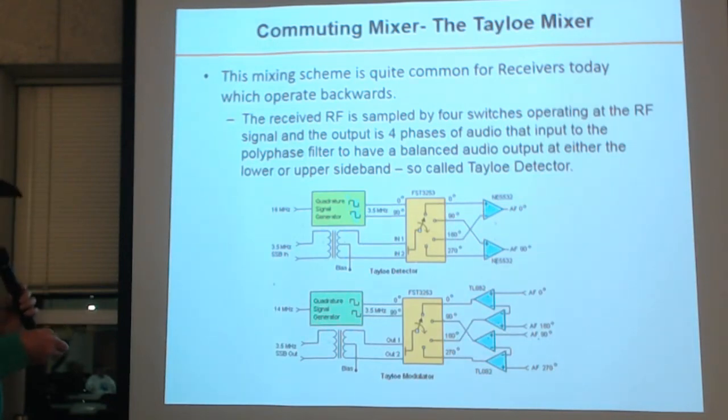The exact opposite happens in the modulator, which we were just talking about. You take your audio at 0, 90, 180, 270 into the switch. We clock the switch. These are individual FET switches inside the IC. So we clock them 0, 90, so we get 4 states, right? 0, 0, 0, 1, 1, 1, 0, 1. Each one corresponds to the switch being connected to one of these inputs. And then coming out, we have our single sideband.